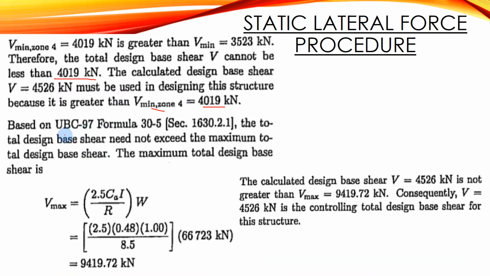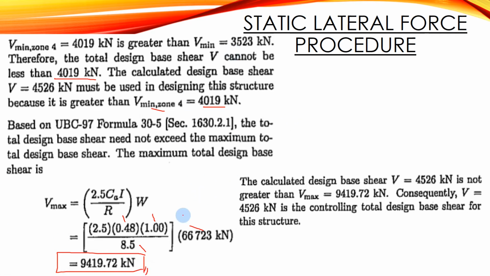Okay, so with the minimum done, let us try to solve the maximum. Based on UBC 97, the total design base shear need not exceed the maximum total design base shear. This is the formula: 2.5 times CA, substituted, times I of 1 over R of 8.5, times the weight. So V max is 9,419.72.